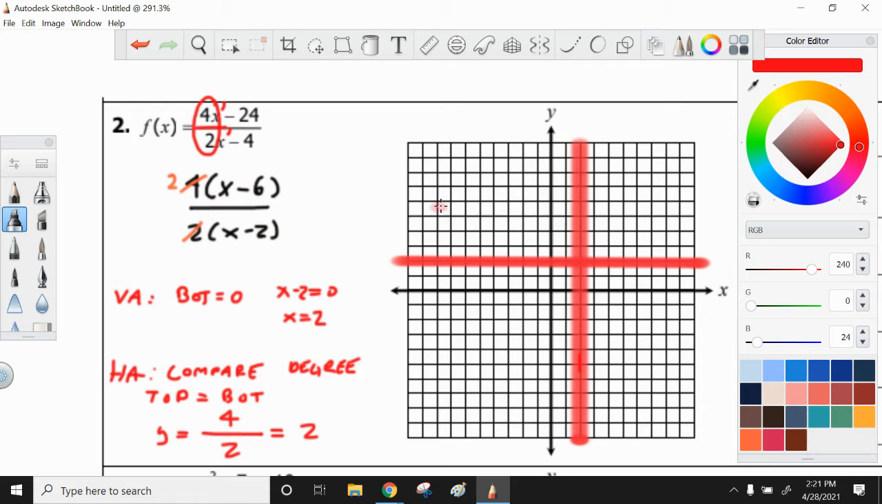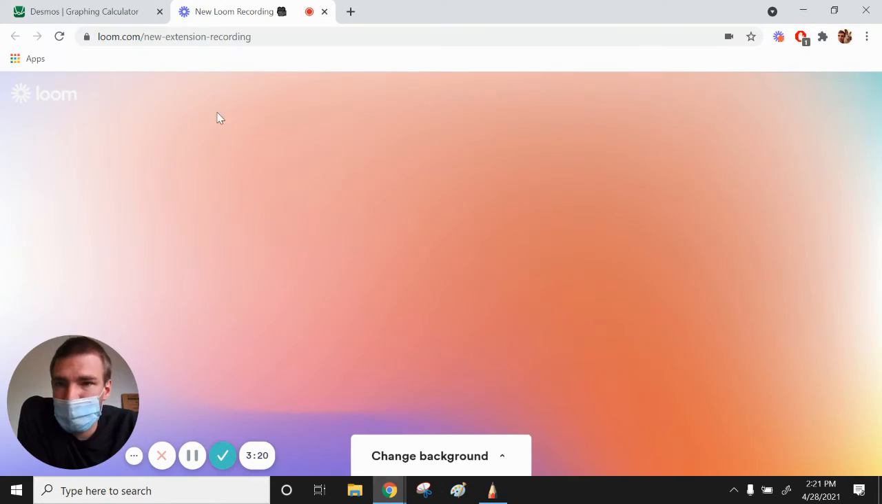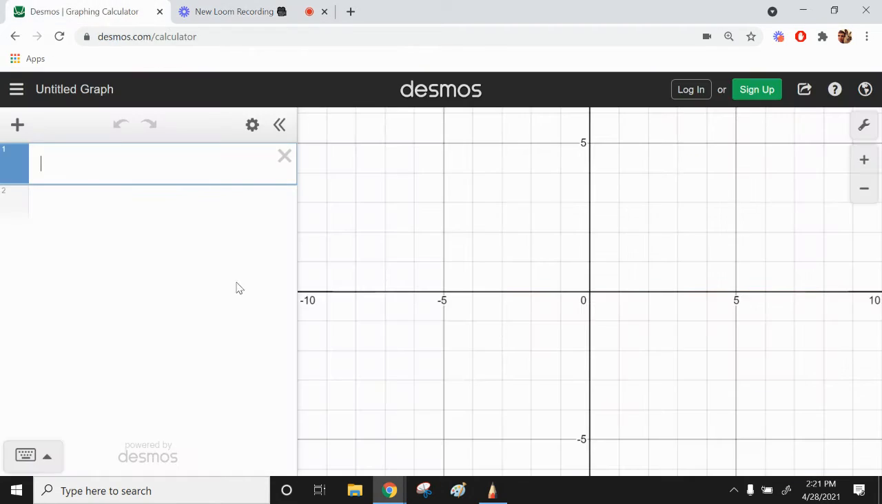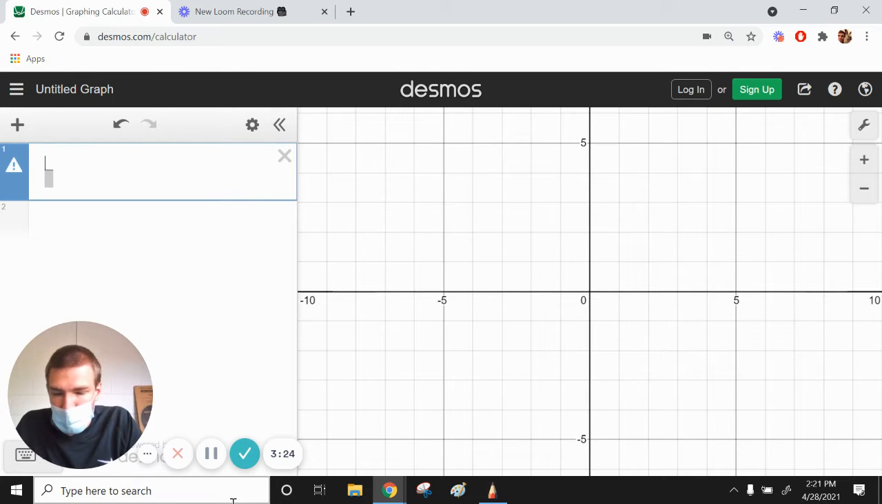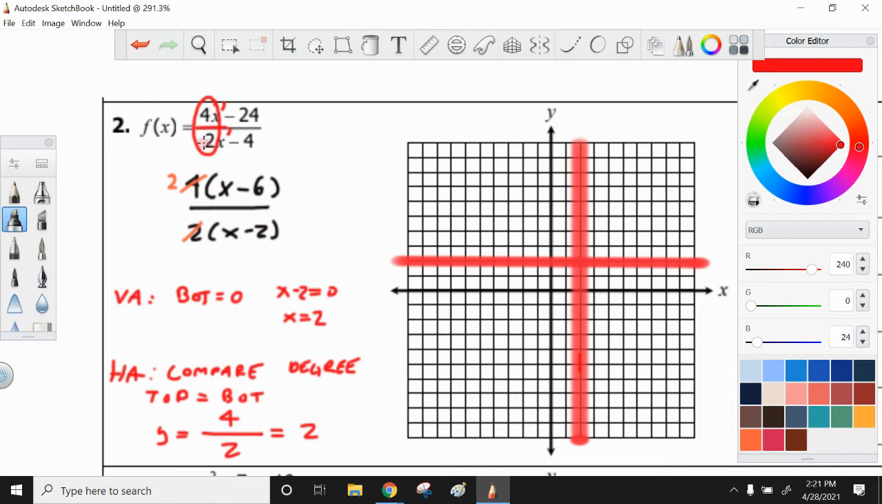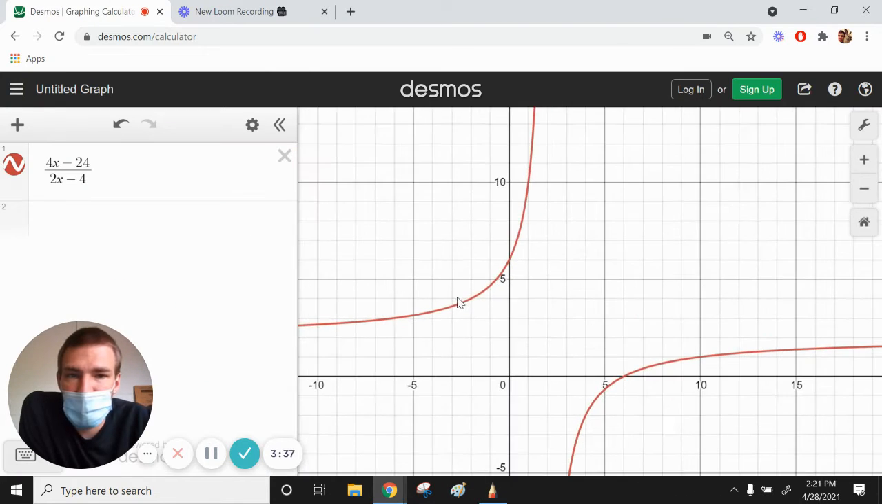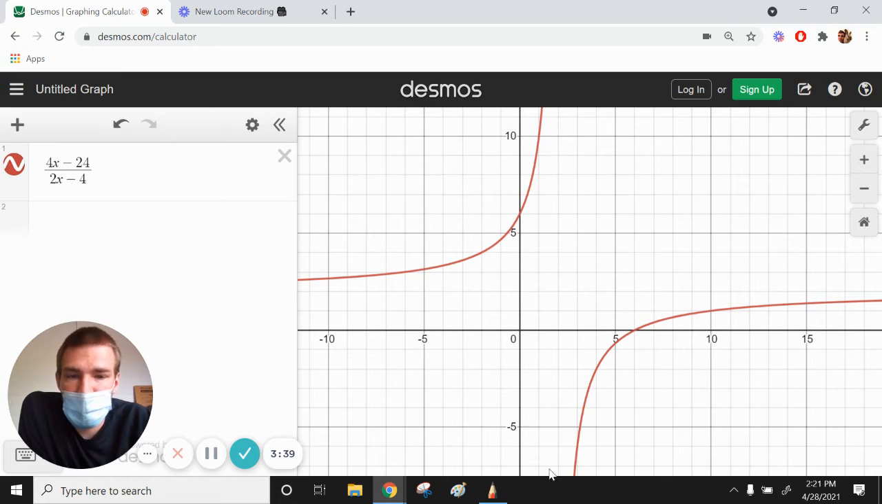So I've got my asymptotes here. I need to go ahead and put in my curves of my graph. And where I'm going to go next is straight to Desmos. So I need to type in 4x minus 24, 2x minus 4. I'm going over here. I'm going to go ahead and type in 4x minus 24 and 2x minus 4. Double checking that this is right. 4x minus 24, 2x minus 4. Feels pretty good. I see that I'm going to be in the numerator and then in the denominator.